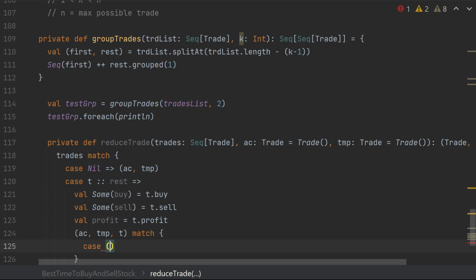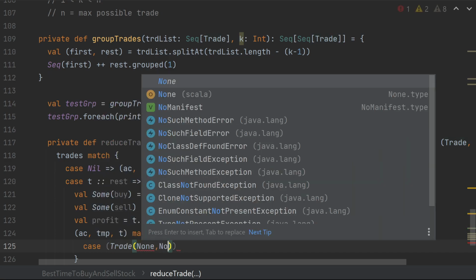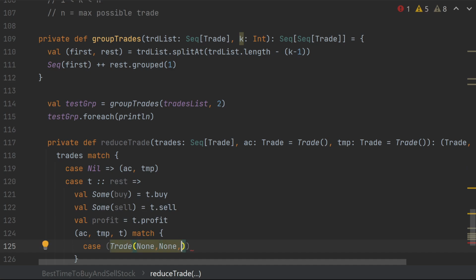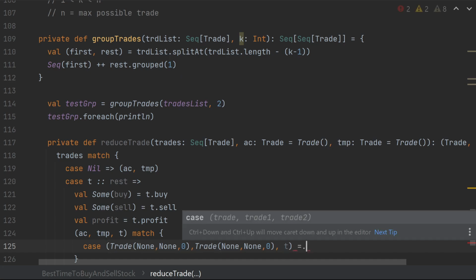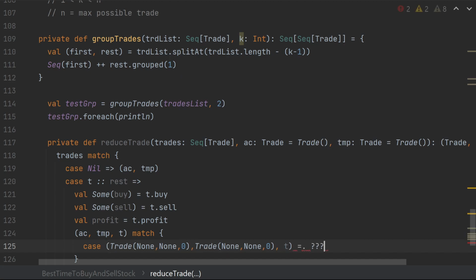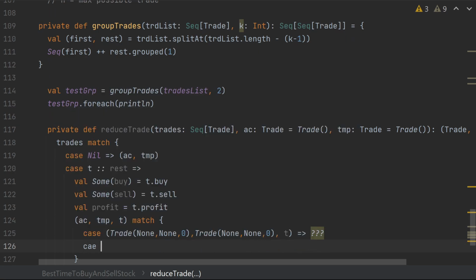First case is that there is nothing, no beginning, no trade happened. So this is the first trade. It's going to be trade of none, comma 0. Alright, let's copy this trade of none comma 0, because there is no reduce happened, there is no temporary buffer, but there is a new entry. Let's keep it unimplemented and go for the next case.